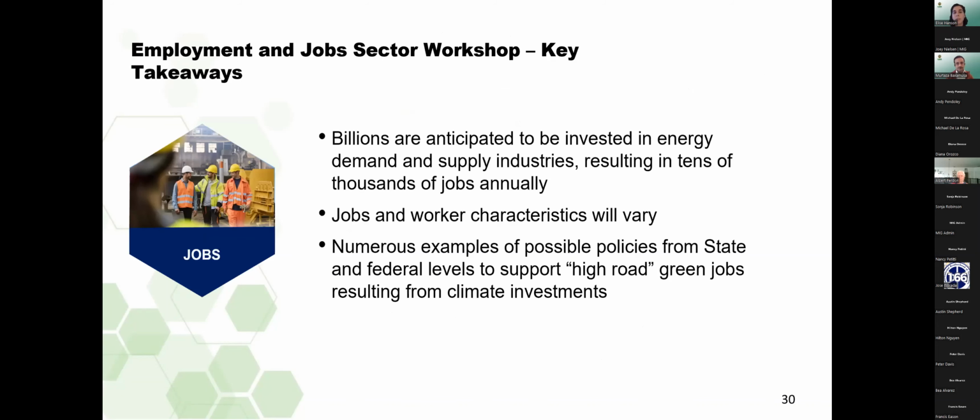In addition to our 4 sector workshops and the agriculture workshop, we also held a jobs workshop to specifically discuss the jobs chapter of the technical report and the workforce report. Key takeaways from this workshop include that billions of dollars are anticipated to be invested in energy demand and supply industries, resulting in tens of thousands of new jobs created annually. Second, that job and work characteristics will vary. And finally, that there are numerous examples of possible policies from the state and federal levels to support high road green jobs resulting from climate investments.